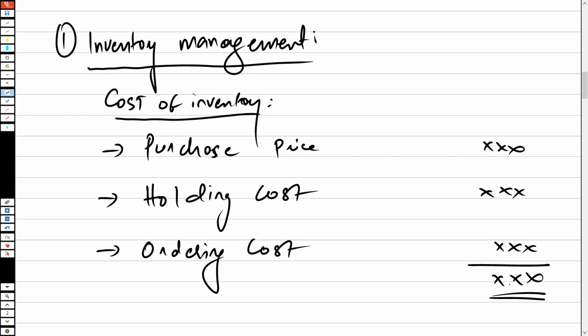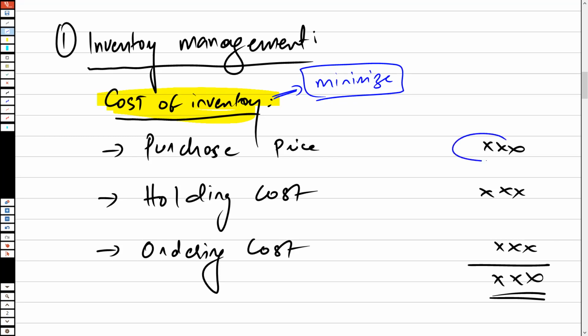The cost of inventory is made up of purchase price, holding cost, and ordering cost. Obviously, every organization would want to minimize its inventory cost. Now, the purchase price is the price at which you buy the inventory.